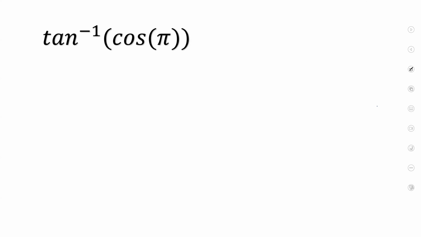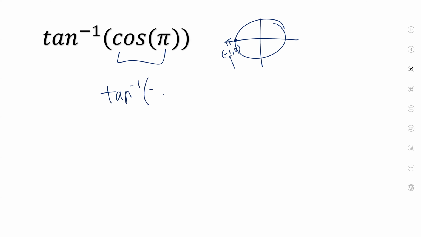Good job. This next one. You know from the unit circle that at pi, cosine is negative 1. That value. So then the inverse of tangent of negative 1 is right here at the angle negative pi over 4, because the coordinate is square root of 2 over 2 and negative square root of 2 over 2. And when you divide those, y over x, you get negative 1. So the answer is negative pi over 4.